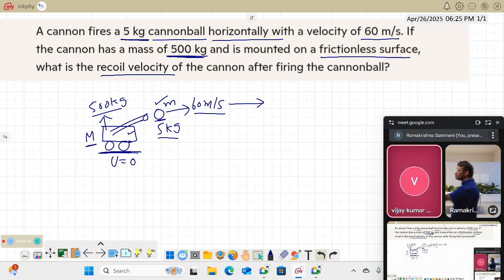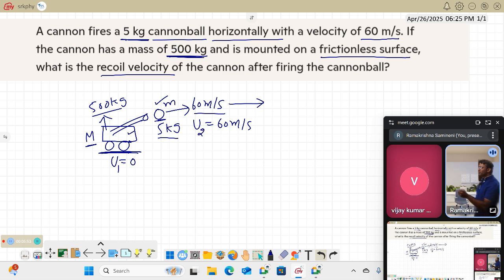But what is the velocity of the cannonball at the time of firing? The initial velocity of the cannonball is 60 meter per second. For the first body I am taking u1, and for the second u2. Both are in the system, before firing and after firing the cannonball. This is the concept, so we are applying the law of conservation of momentum.